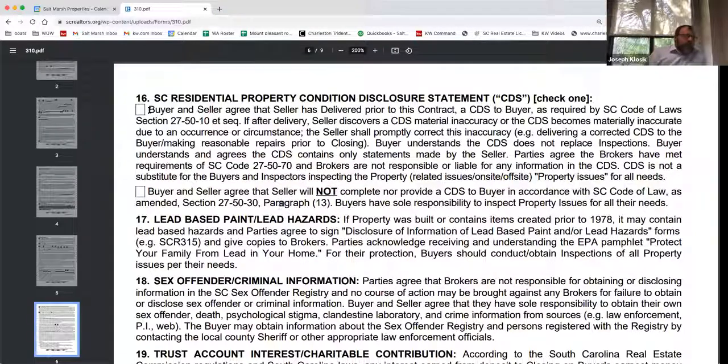So you want to make sure if your buyer checks this off, it's basically stating, hey, I've seen the property disclosure statement, I've read the property disclosure statement, and I'm okay with the property disclosure statement.